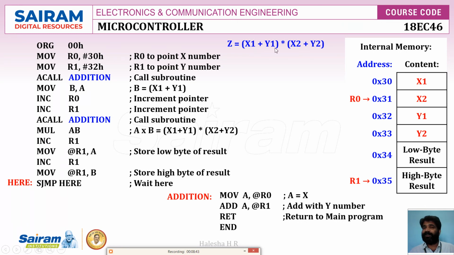For that, we would use the addition three times. So whenever it is required, we call the subroutine. So this is the program example using a subroutine.